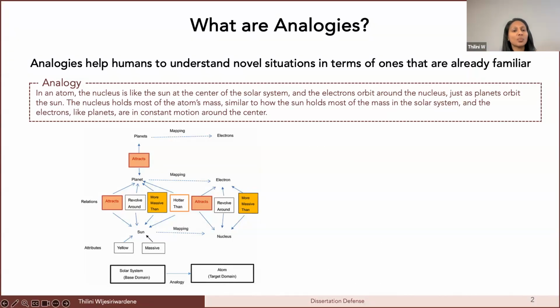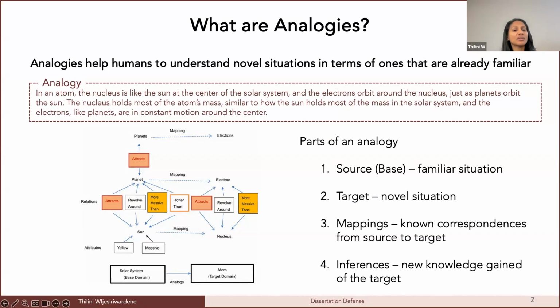So in general, there are 4 parts for an analogy. One is the source, which is the familiar situation. And then there's the target, which is the novel situation. And there are mappings from the known domain to the target domain. And then we have inferences, the new knowledge that is gained of the target. So these are in general the 4 parts of analogy.